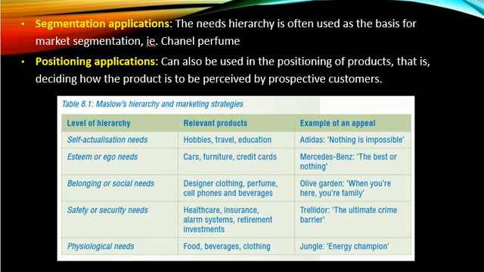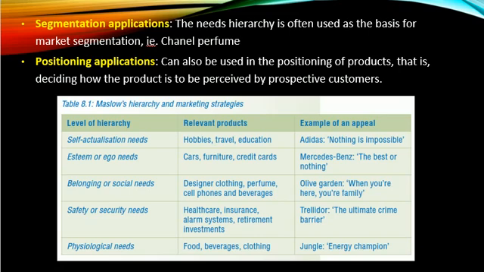Look at that table, especially the right-hand column. It gives you an idea of well-known brands and how their specific campaigns speak to all the different levels of Maslow's hierarchy of needs, where the physiological one right at the bottom could be something from Jungle Oats, where they say it's the energy of champions. When we look at security, we look at Trelidor, the ultimate crime barrier. When we look at our social needs, it could be a place like Olive Garden. When you're here, you're family. It could be the Spur, for instance.